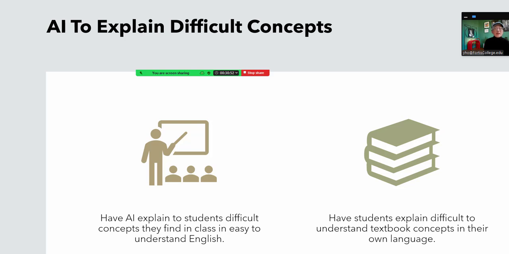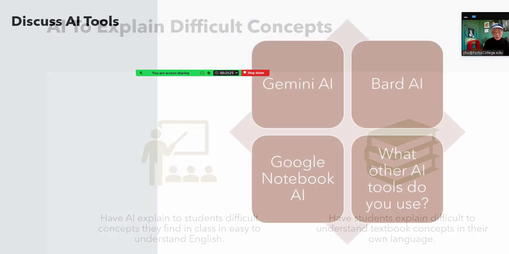So let's say you finally understand what it is, and you want to practice subject-verb agreement for your test. Then you can ask ChatGPT to create test questions for you so that you can practice for your test. So those are the many ways in which you can ask AI to explain difficult concepts and then have AI explain it to you in easy to understand English. And so you can have students explain difficult to understand textbook concepts in their own language.